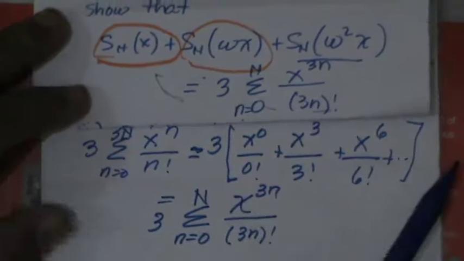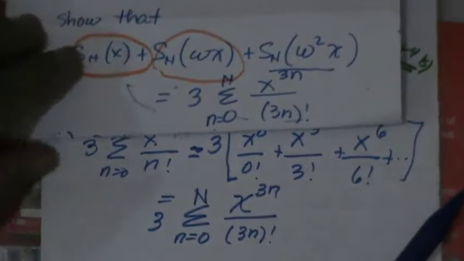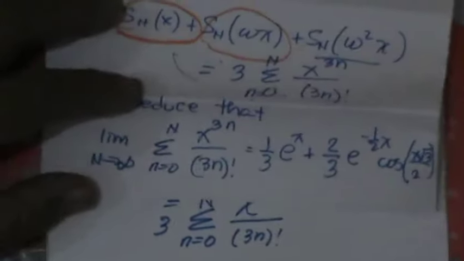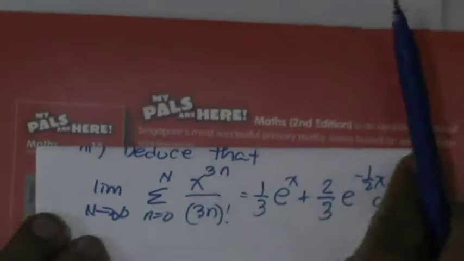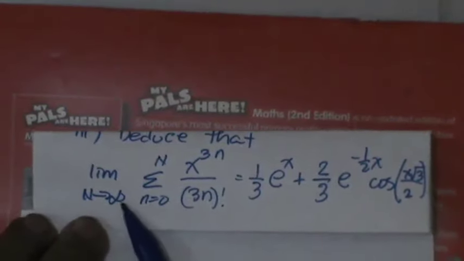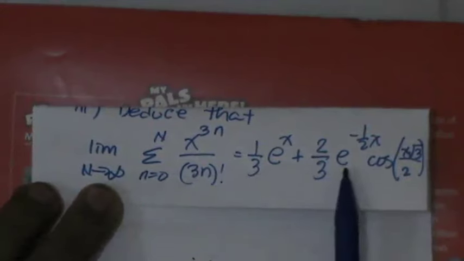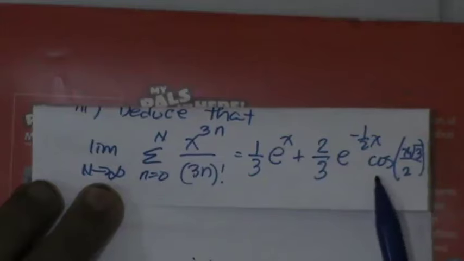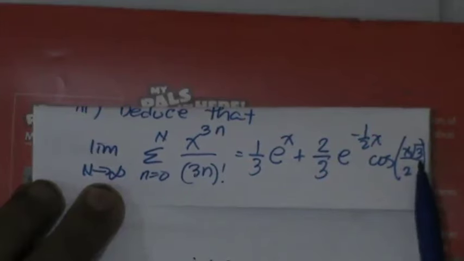So on the next video, I'm going to cut this video here. In the next video, we're going to prove the last part of the question, which is deduce that the limit of this series as n approaches infinity is 1/3 e to the x plus 2/3 e to the negative half x times cosine of x square root of 3 divided by 2. Thank you.